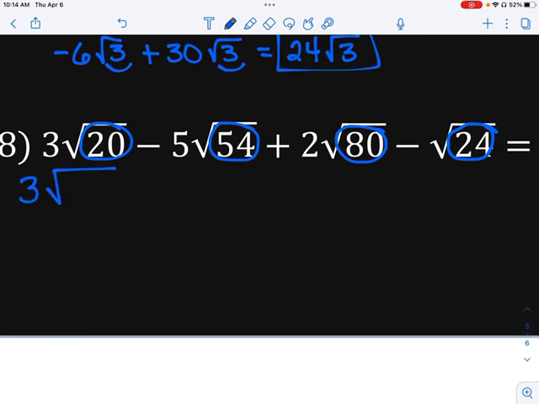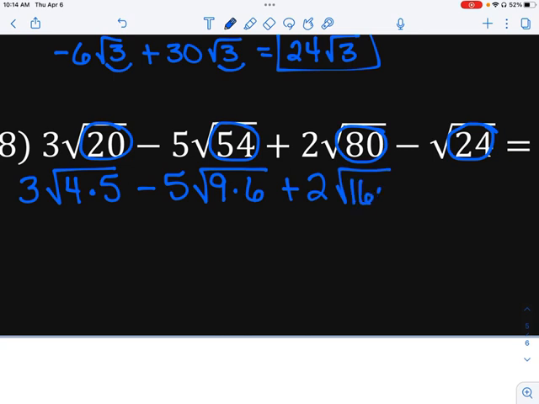I look at my list. What's the largest perfect square? And it would be a 4. So then I go over here to the 54. And I look at what's the largest perfect square. And that one would be a 9. Then I come over here, square root of 80, and I do my math, and the largest perfect square there is a 16 times 5. And then I look at my 24, and the largest perfect square there is a 4 times the 6.